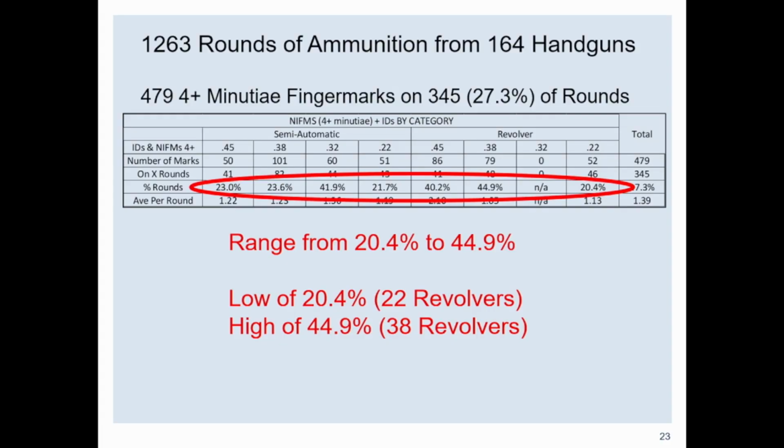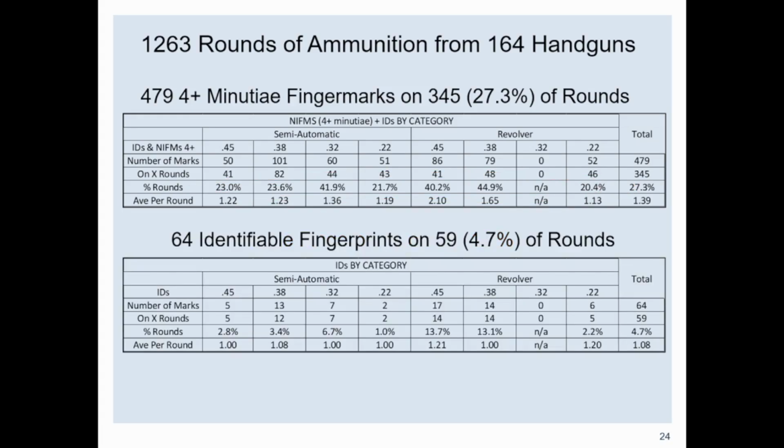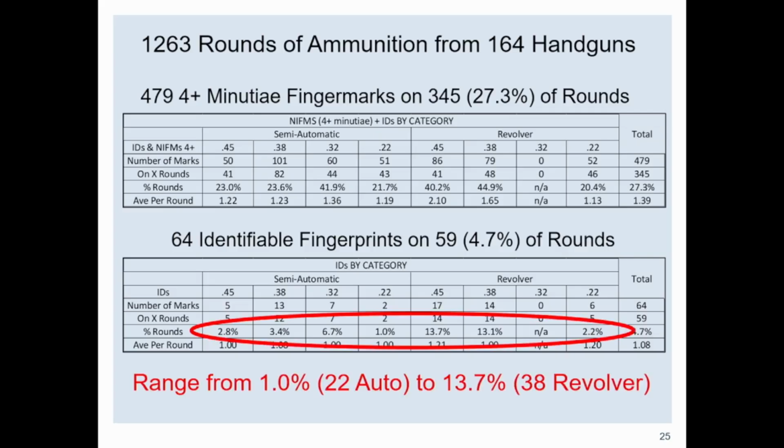So they're present. Now this is taking marks with as few as 4 points of identification on them. But this is contrasted with, in that same set of those 479 marks, 64 of them were judged to be identifiable. And those range from 1% in the 22 automatics to about 14% in the 38 revolvers. Now, this is consistent with prior work that found basically 1 to 5% of rounds of ammunition have an identifiable finger mark, so it's not worth it for my lab to do it.